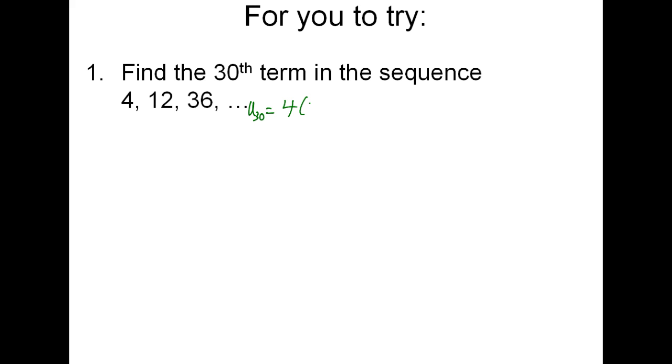Looks to me like this has been multiplied times 3, and I need to do the 29th power since it's 30 minus 1. And when I use my GDC for that, I find that that's equal to 2.75 times 10 to the 14th power. So 3 significant digits, and then this is written in scientific notation.